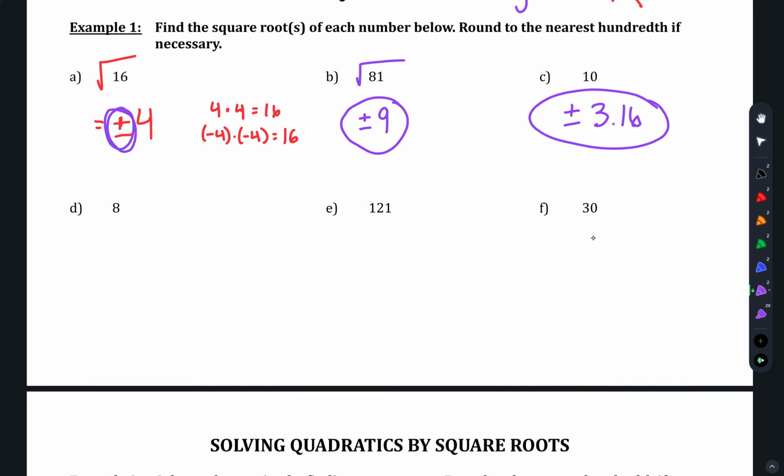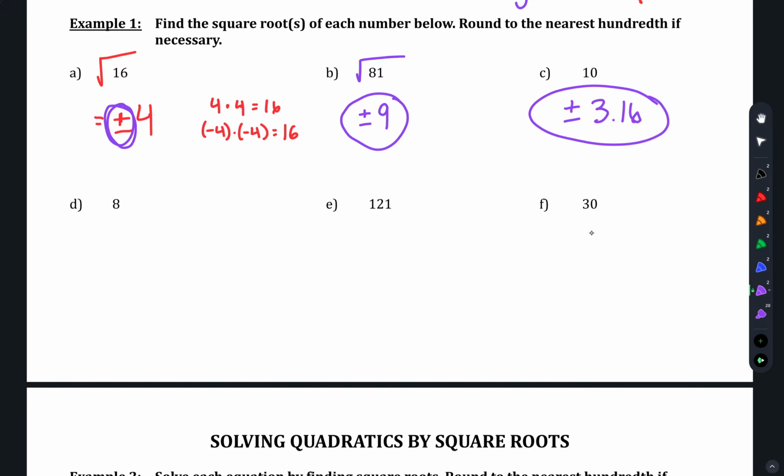Okay, let's keep going. Can we rapid fire through these? Does 8 have a perfect square? So what's the square root of 8? 2.83, we want plus or minus. What about 121? This does have perfect square factors. It's plus or minus 11.